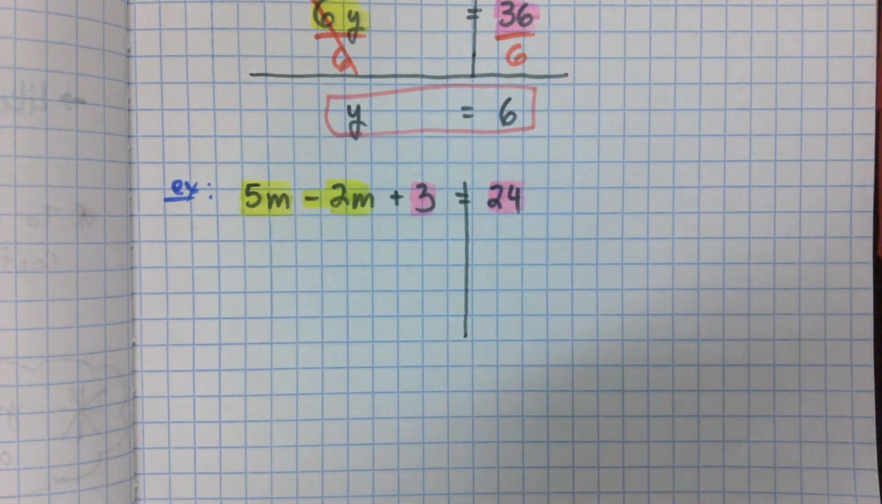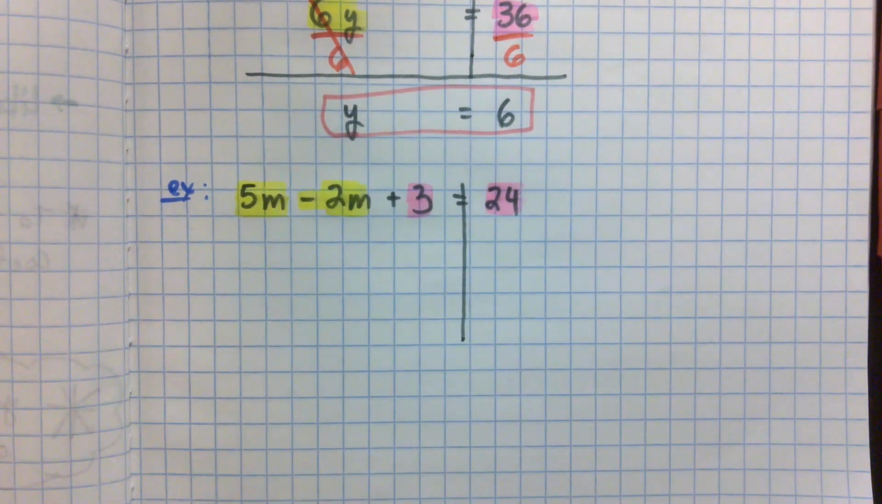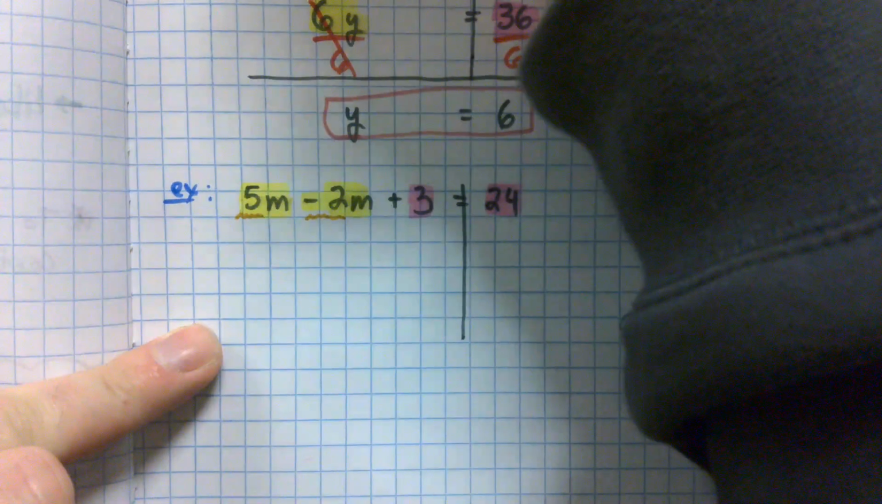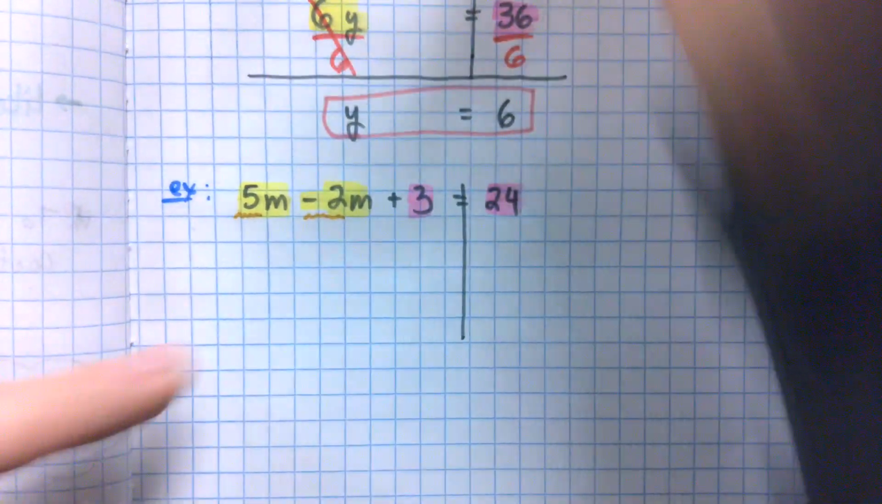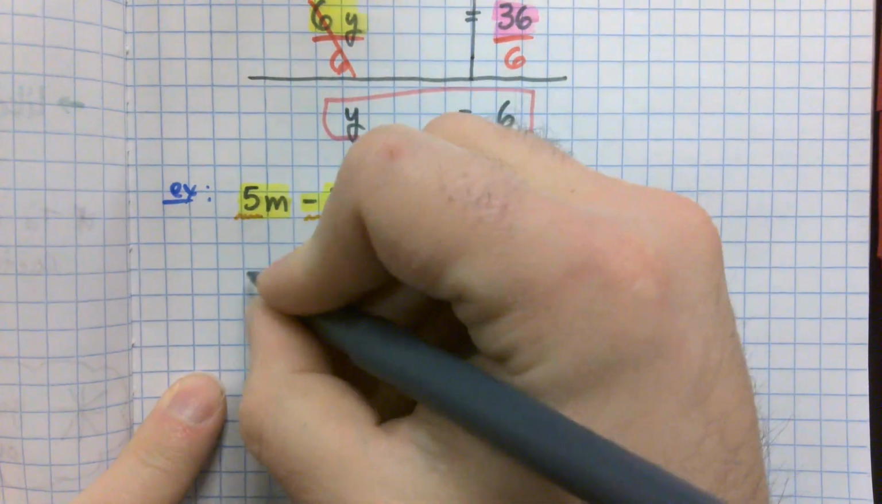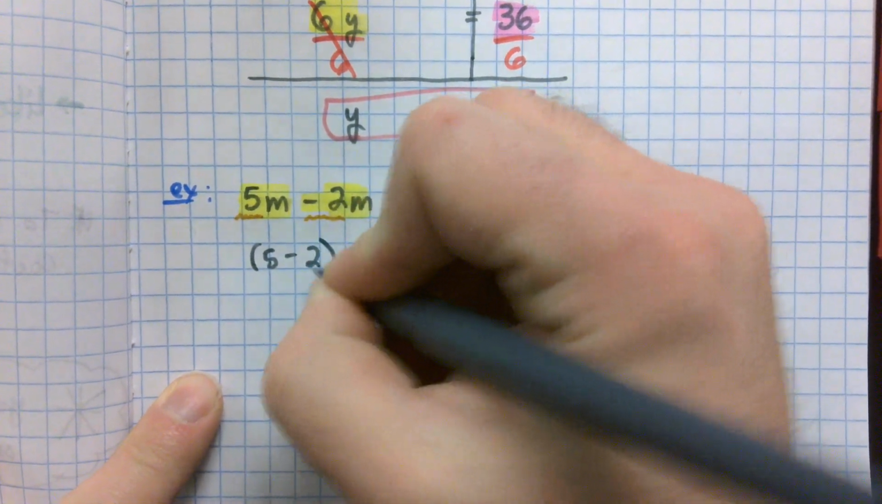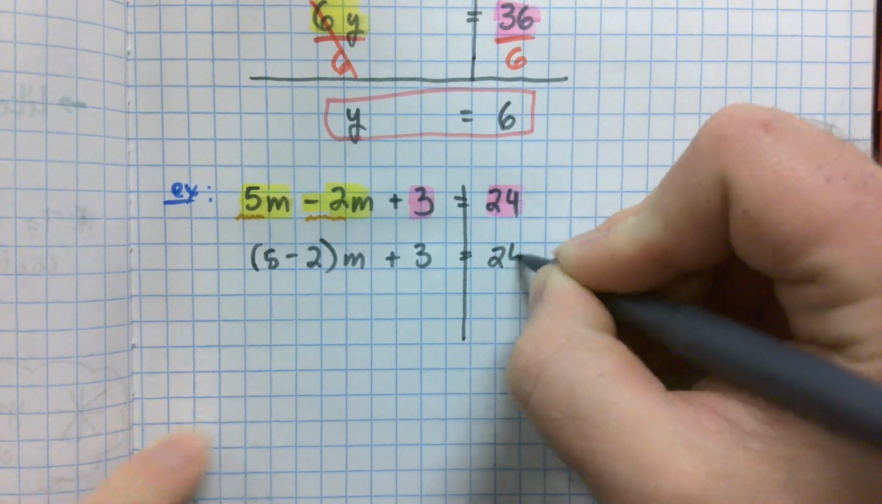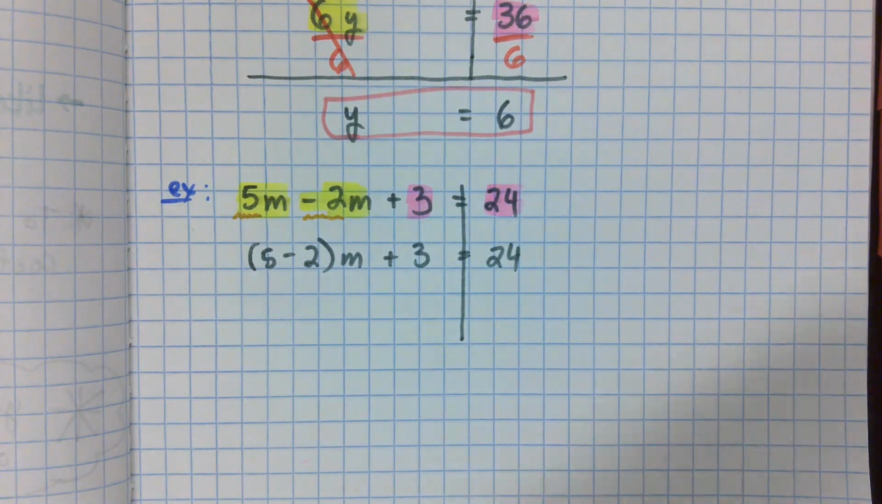But let's stick to what we know how to do. And let's combine these like terms. We've got 5 and negative 2. We're going to bring those out in front. (5 minus 2)m plus 3 equals 24.